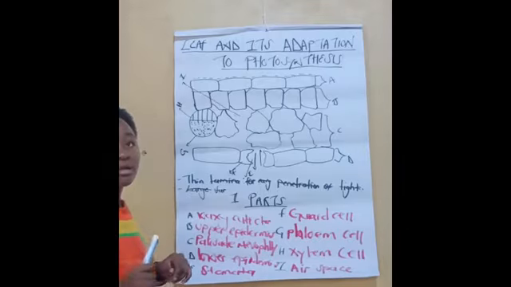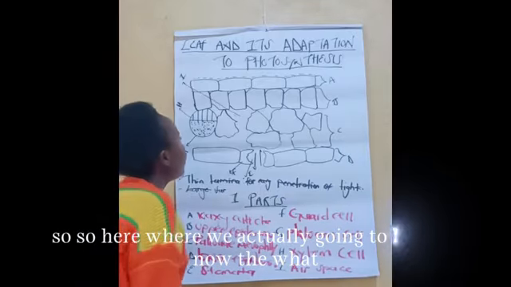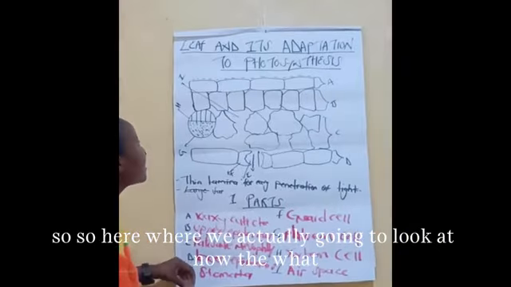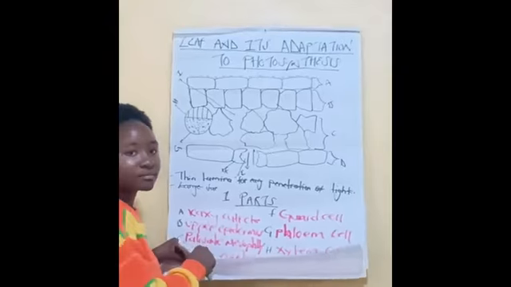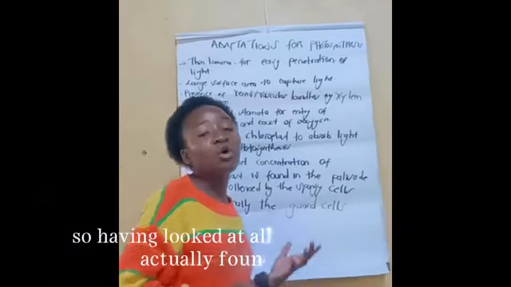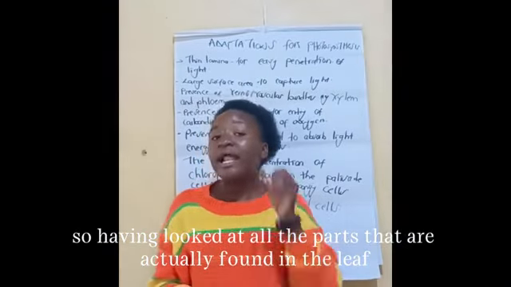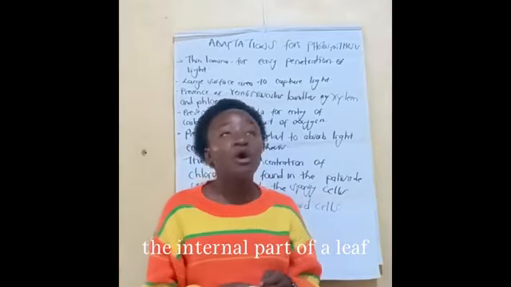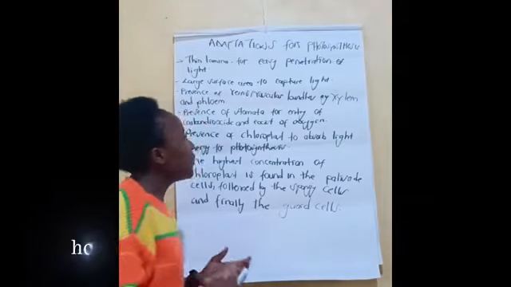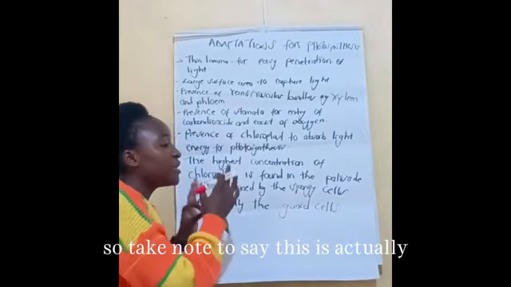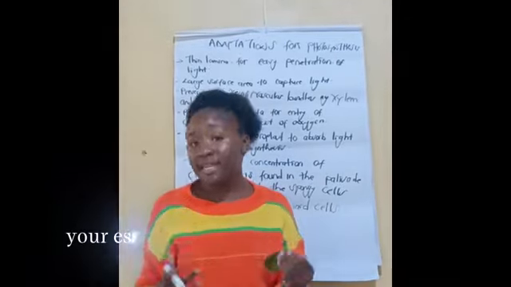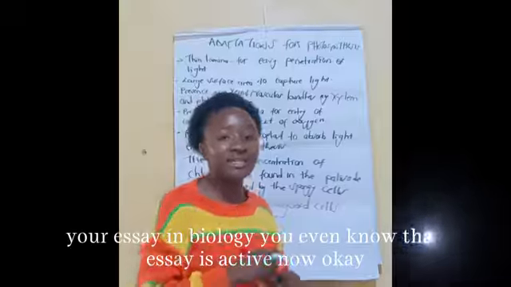Okay, so here we're actually going to look at now the adaptation of the leaf to photosynthesis. Having looked at all the parts that are found in the internal part of the leaf, we are now going to look at how it is adapted to photosynthesis. Take note, this is here to help you write your essay in biology.